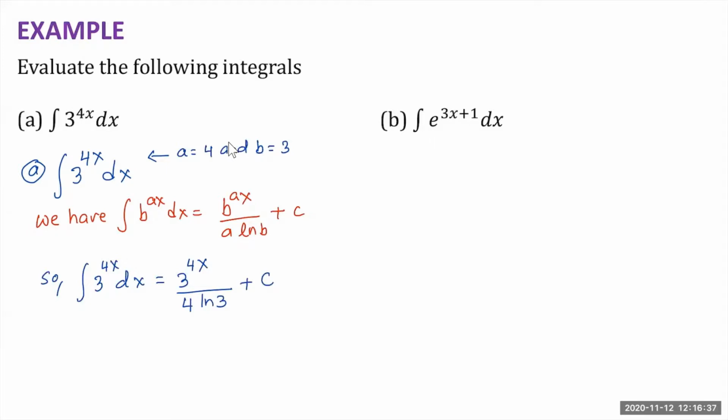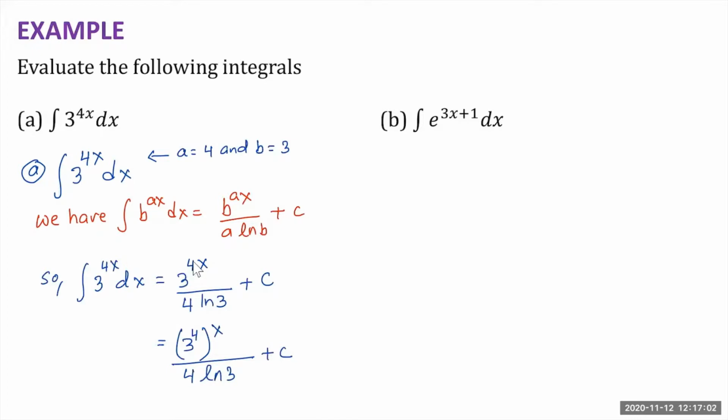And that is my answer. It is 3 raised to 4x divided by 4 natural log of 3 plus c. You can simplify this a little bit, but if you leave it here, that's totally fine. If you want to simplify, this is what you can do. 3 raised to 4 raised to x divided by 4 natural log of 3 plus c.